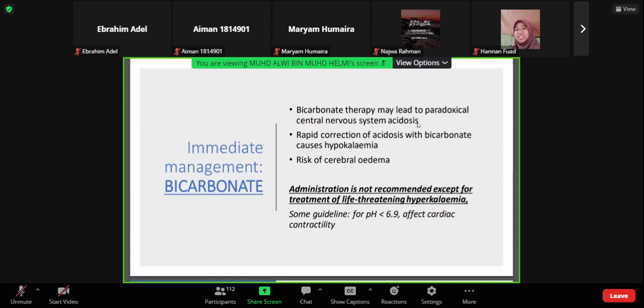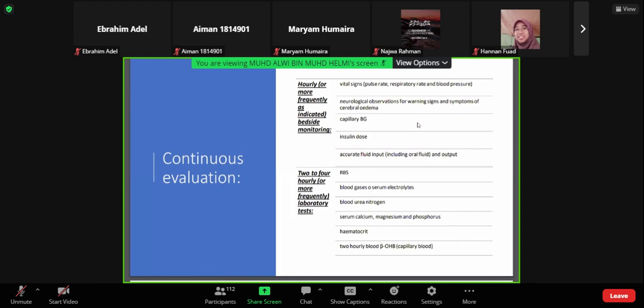Okay. So continuous evaluation, including hourly blood glucose, monitoring vital signs, neurological observation. Fluid input and output has to be at least hourly. And then RBS, serum blood glucose 2 hourly, blood gas maybe 2 hourly. Ketone, because it's quite expensive, you can do like 2 hourly or 3 hourly.